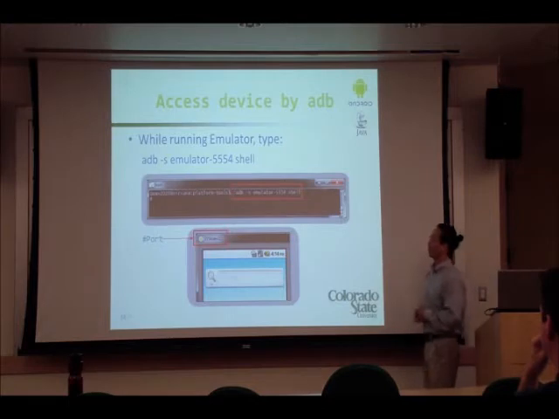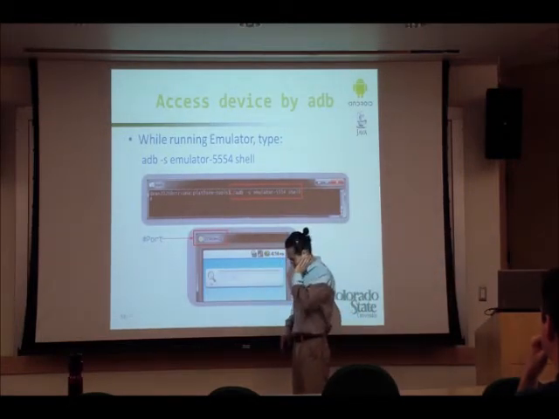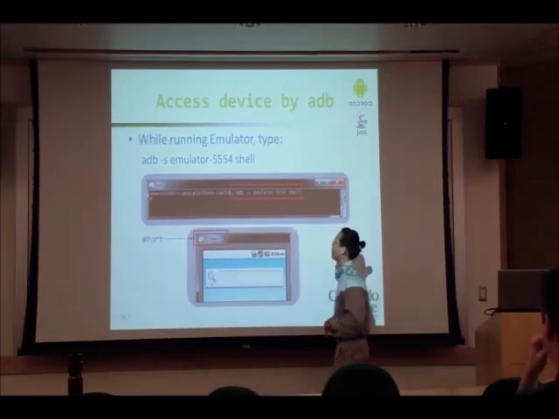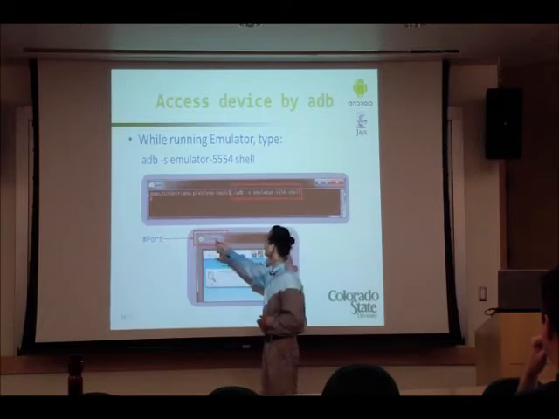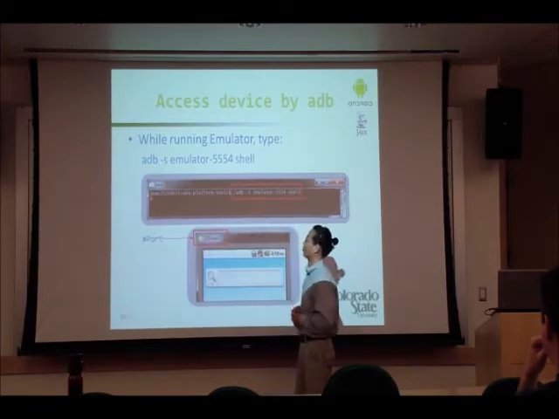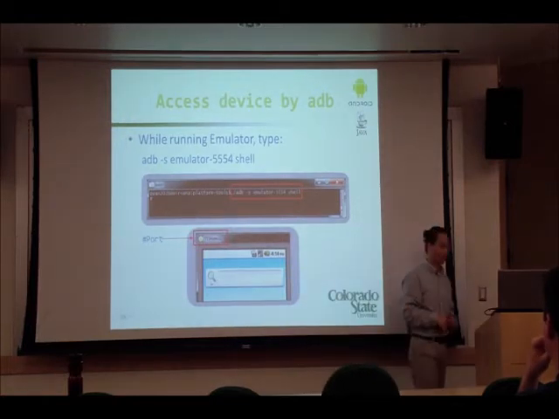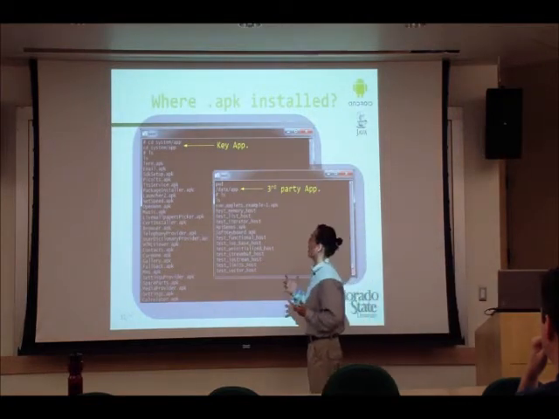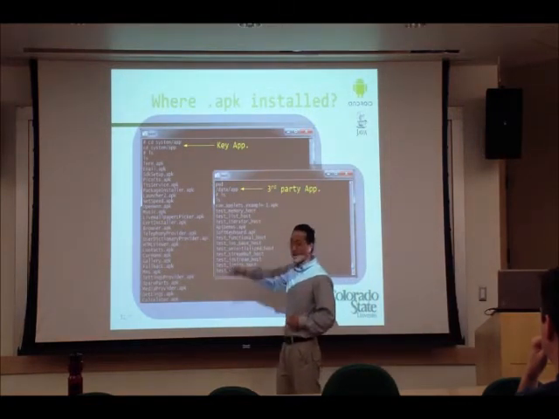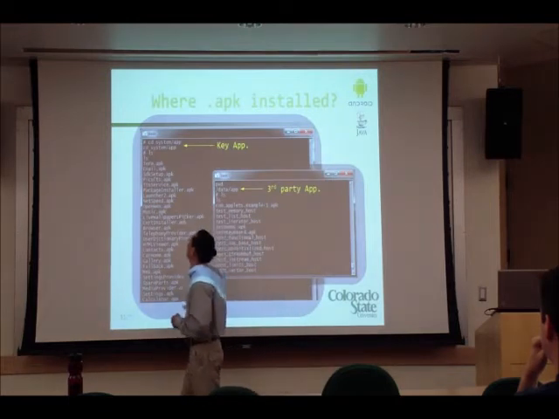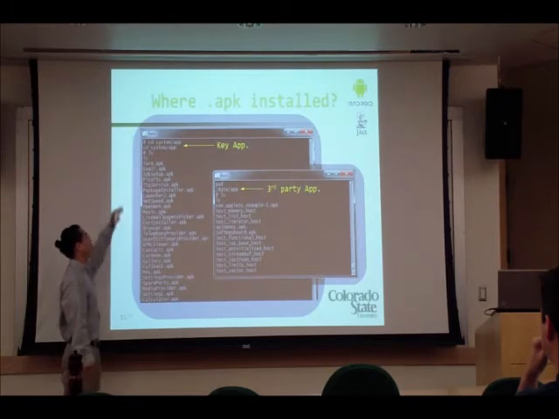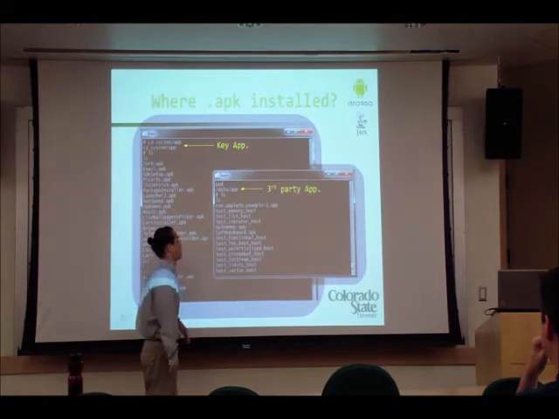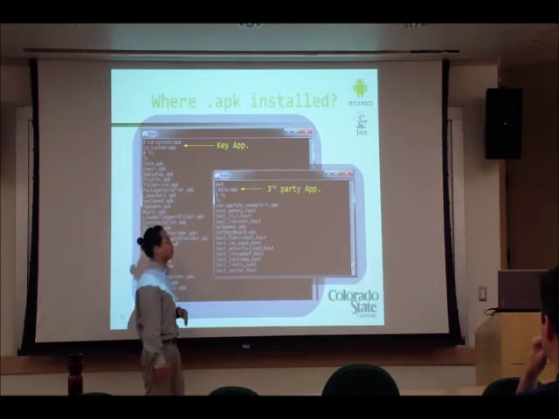So you can access this emulator by this command, adb -s emulator-5554 shell. 5554 is the port number here. And enter, then you get this prompt, which means you are currently inside this emulator. Once you access the emulator, you can check where exactly that APK file is installed. For the key applications, like terminal, email, or browser application, they are installed under the system app directory, while your applications or third-party applications will be installed under the data app directory.